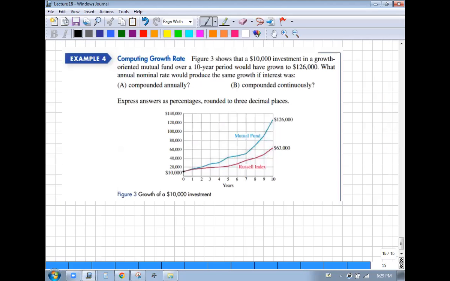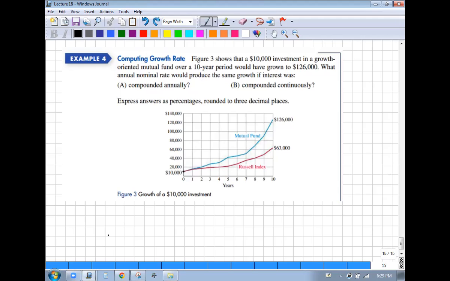All right. Computing growth rate. Figure 3 shows that a $10,000 investment in a growth-oriented mutual fund over a 10-year period would have grown to $126,000. Well, that's not bad. You're getting 12 times the amount in the return, right? 10,000 to 126,000 over a 10-year period. What annual nominal rate would produce the same growth if the interest was compounded annually or compounded continuously?